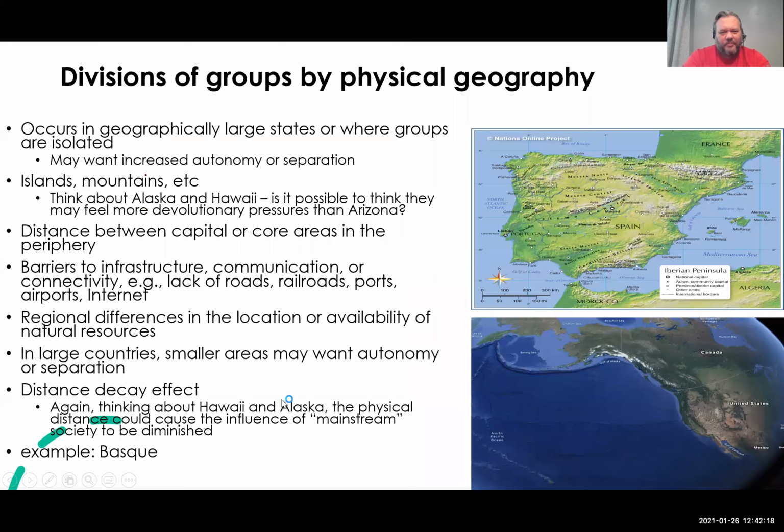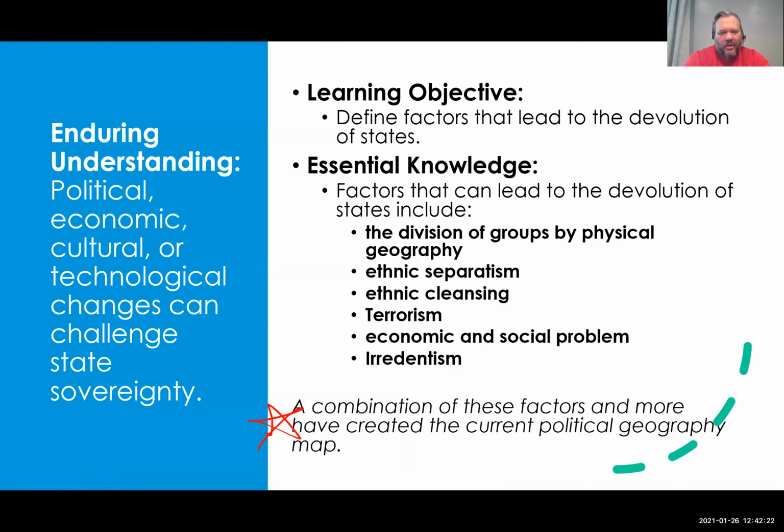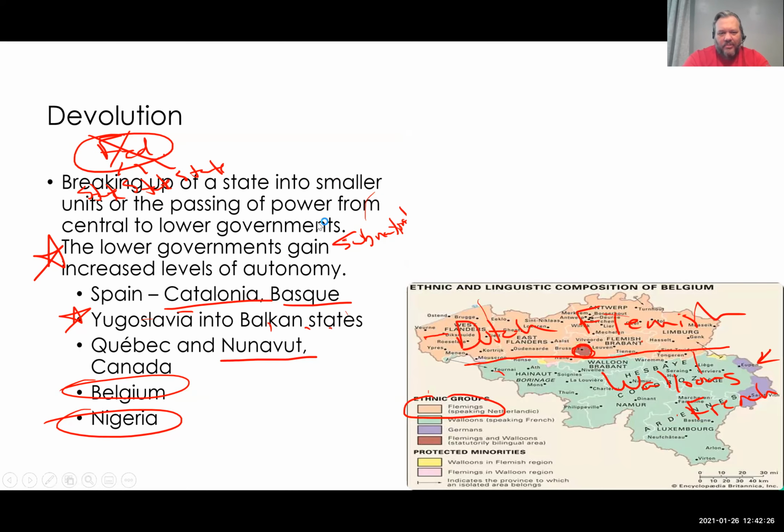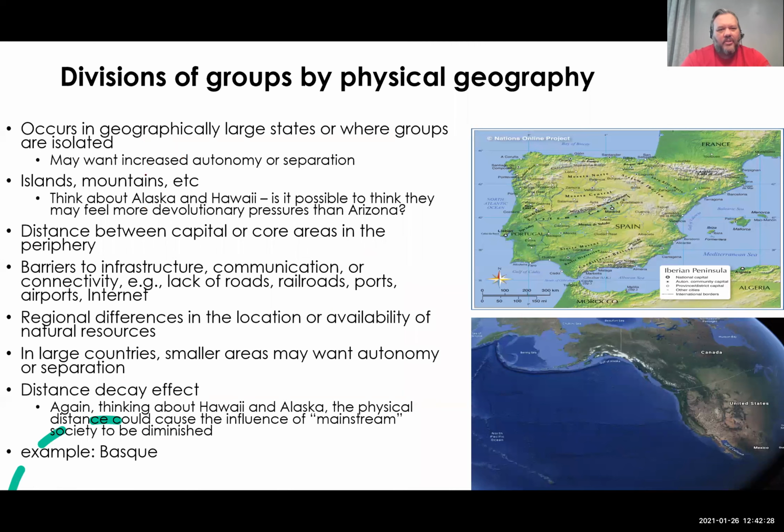Alrighty, so if we go back here, remember, we're going to start looking at all these factors that can lead to devolution of states. All right. So divisions of groups by physical geography. So we know that Spain, this is Spain, and the Basque region is up in here. And so there are mountains right here, and that helps create a barrier for the Basque people. Remember, they would like a lot more autonomy than they have.